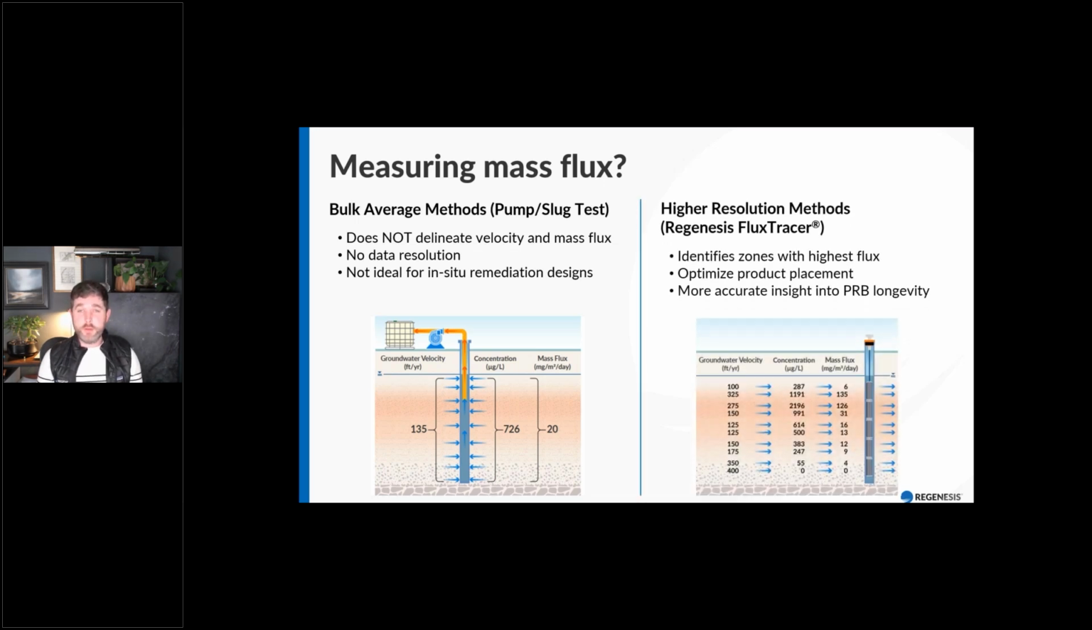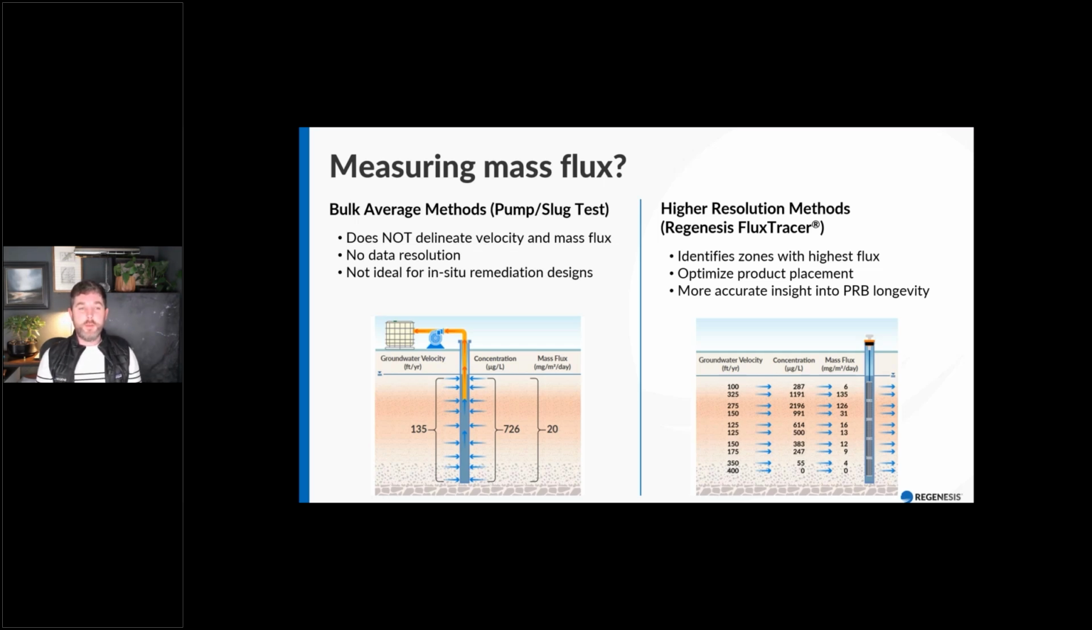So in REGENESIS, we do have passive flux meters. So we have something called Flux Tracer. This can identify source zones within high flux areas. It means that we can optimize product placement. And actually, when we're installing things like permeable reactive barriers, we can make sure we're targeting the correct part of the aquifer. It could be that 90% of the flux is moving through 10% of your aquifer. So instead of treating the whole treatment thickness, we might only need to treat a very small amount.